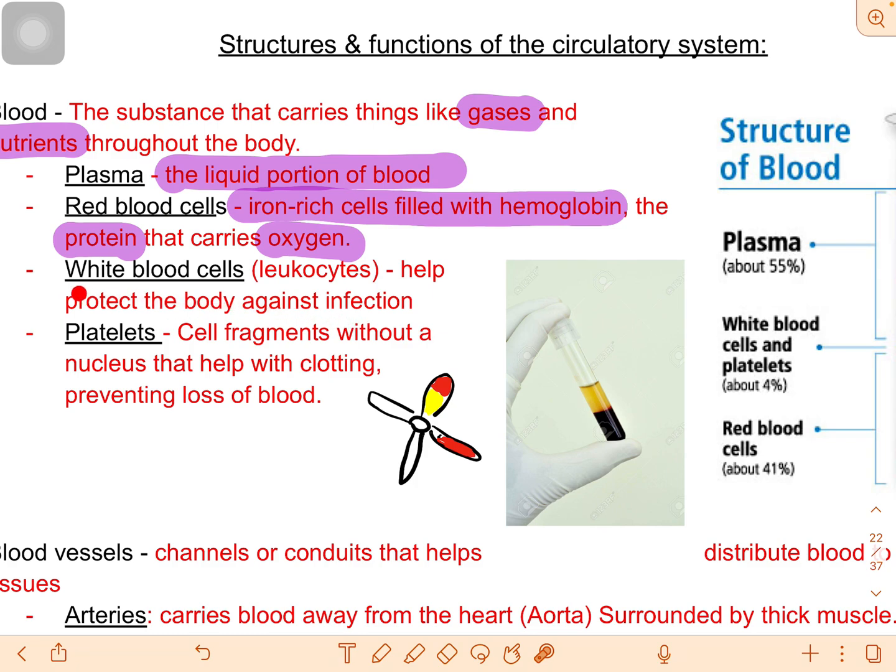Another important part of your blood are the platelets, okay? The platelets are cell fragments without a nucleus. They are parts of cells, but they do not have a nucleus. They help clot your blood to prevent you from losing blood just in case there's a rip or a tear in one of your blood vessels, okay?